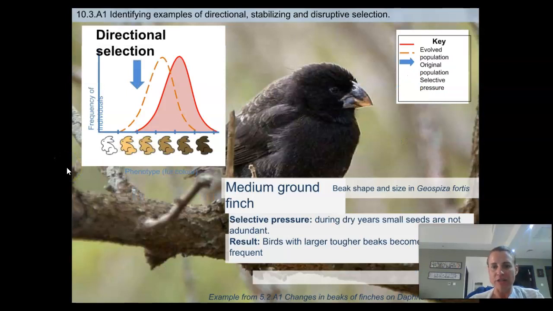So, directional selection. Okay, an example of this would be the medium ground finch, one of the finches that was found by Darwin. During dry years, small seeds are not abundant. So instead of fur colour being here, this would be beak size and beak shape, going from smaller beak shape over here, better at picking up the smaller seeds, to larger beak shape over there. So during the dry years, small seeds are not abundant. Therefore, the population is going to shift to the right, and these will be the species that have the bigger, more stable beaks. So the birds with the larger or the tougher beaks become more frequent.